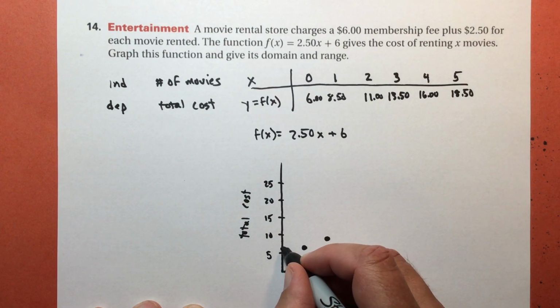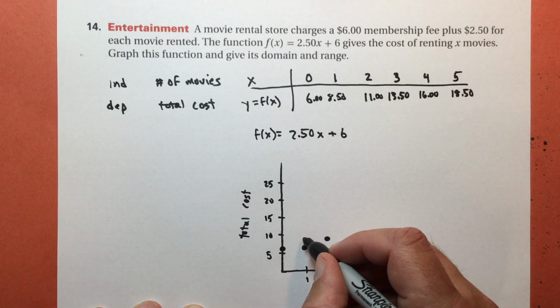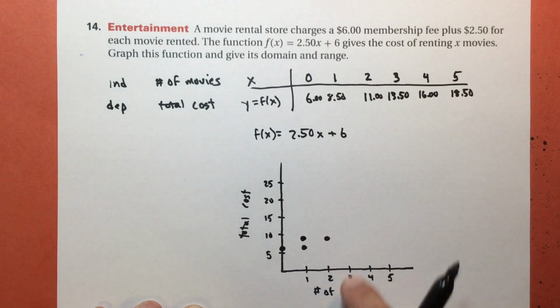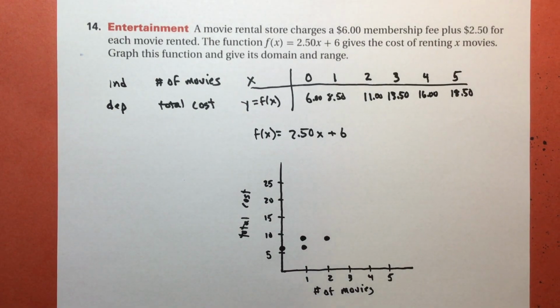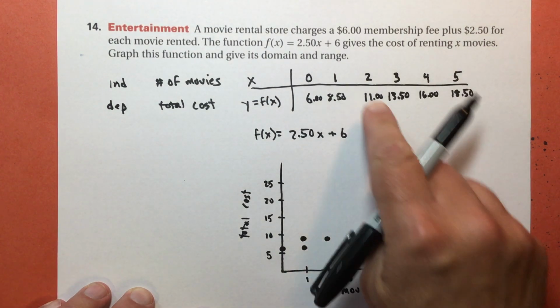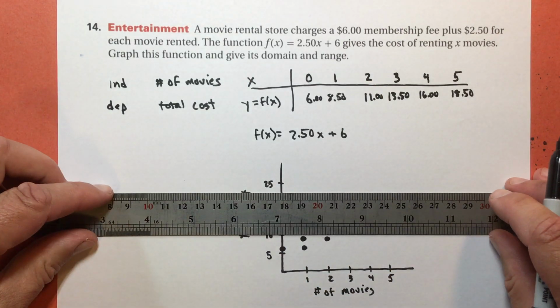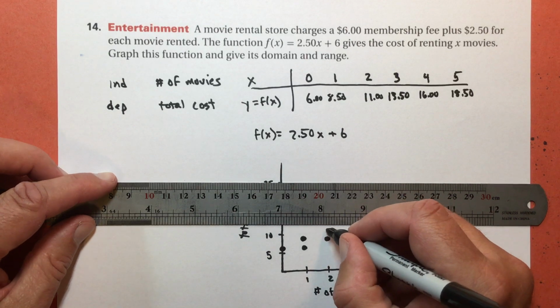0 movies cost $6. 1 movie costs $8.50. So I need to figure out a way to hide those. I don't have any whiteout or anything like that. All right, so just accept the fact that I screwed up. 2 movies is going to cost $11. So here's the 10. I'm going to go up a little bit. So that's going to look like that.